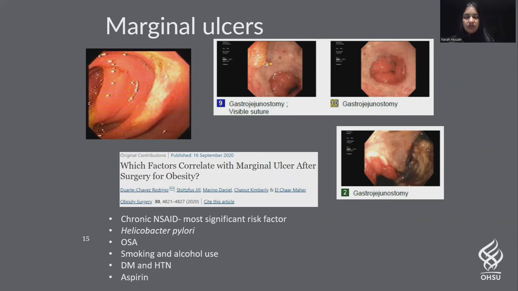The ulcers most commonly will present on the jejunal side of a gastrojejunostomy. You can, in fact, see these in DS on the duodenal side or the ileal side of the duodenoileostomy, although more rare in the DS, as the presence of bile is often considered to neutralize some of these things, as well as having a pylorus intact.